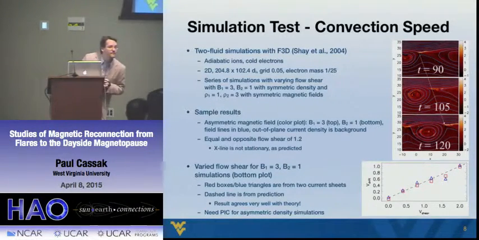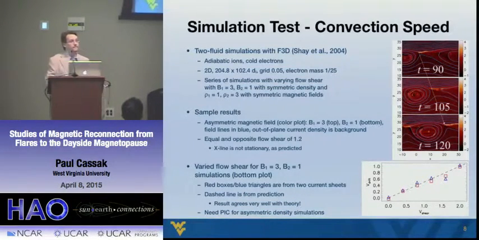Take into account what? The back reaction of the Lorentz force on the shear. Is the shear fixed? We're basically taking the upstream parameters as given, so they're basically not changing. They're fixed in that regard. Yeah. Good.